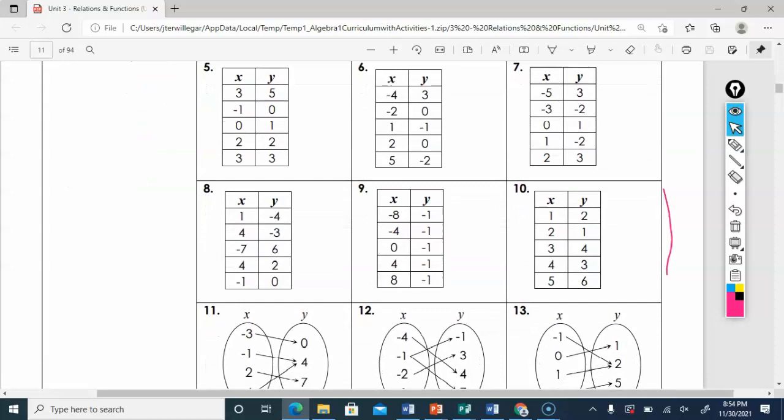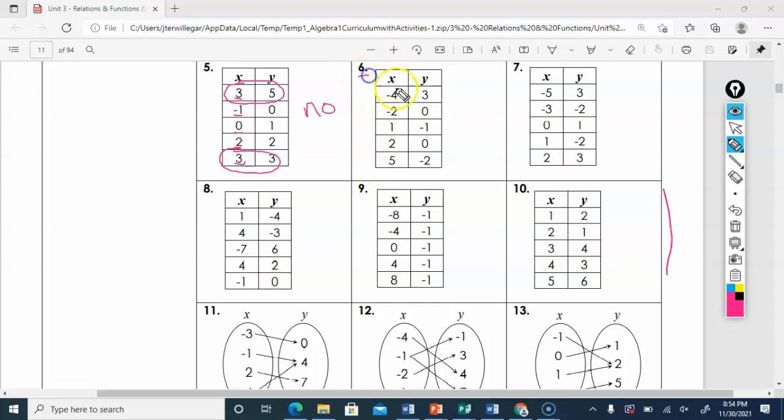Let's look at these and determine if they're a function. So we look at 5. Again, I'm going to look at my x's and see if there's any that are the same number. 3, -1, 0, 2. Oh, I've got two 3's. That means it's not a function. They go to different y's.